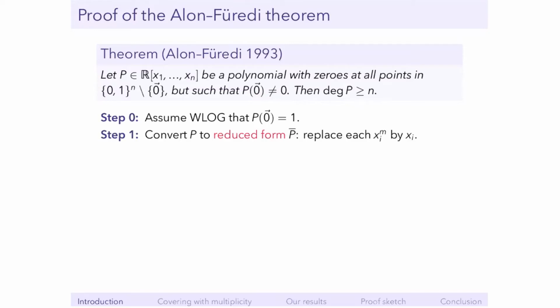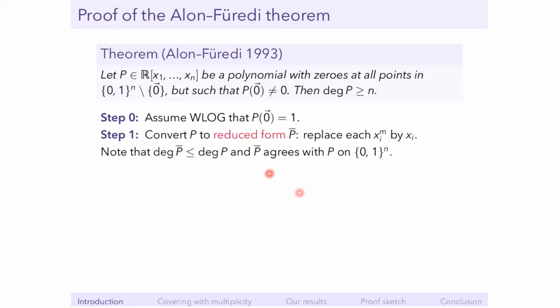So step 1 is we're going to convert this polynomial into what I call reduced form, which is just a multilinear polynomial. So when I write out p, every time I have a term and I have any higher power of some variable xi, I just replace that by the variable xi. And the point is that when I do this, 2 things happen. First of all, the degree can only go down, right? Because all I'm doing is replacing some higher powers by lower powers. So the degree can't go up.